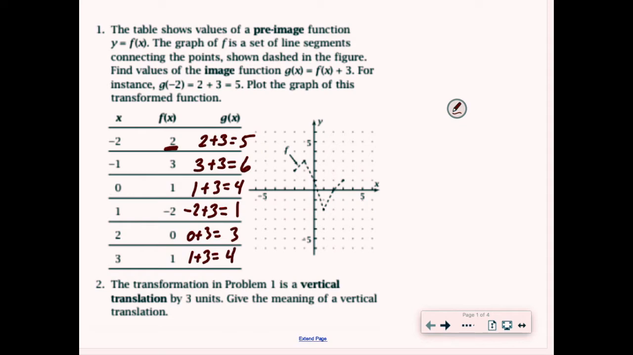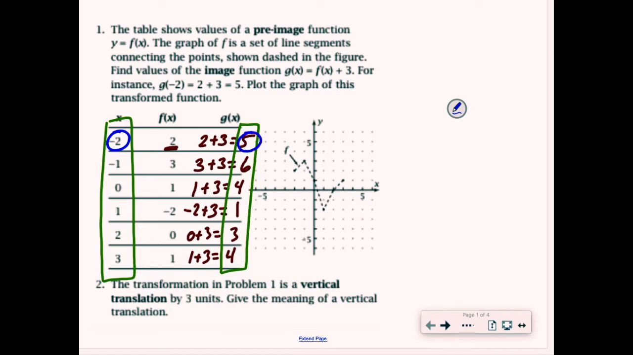Now I can graph this out. I'm going to use the exact same x values here. I'm going to combine them with these values for g of x to make points. For instance, the first point that I'm going to make is going to be negative 2, 5. Second one, negative 1, 6.